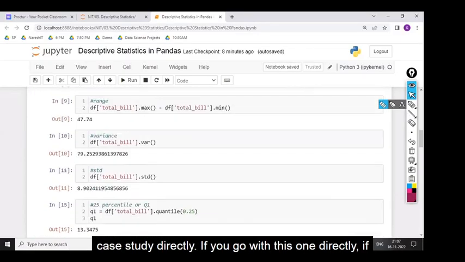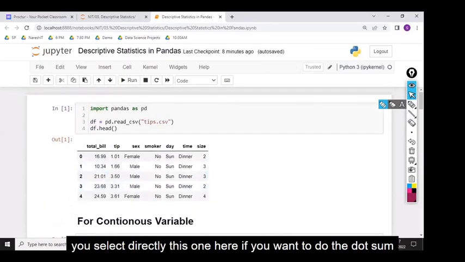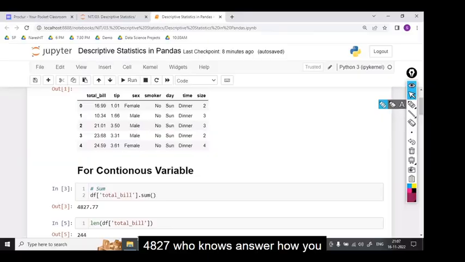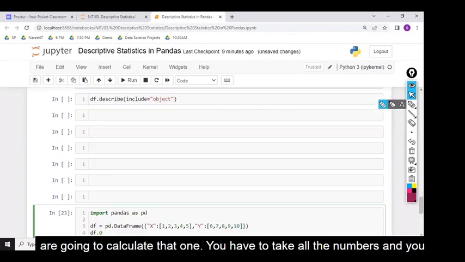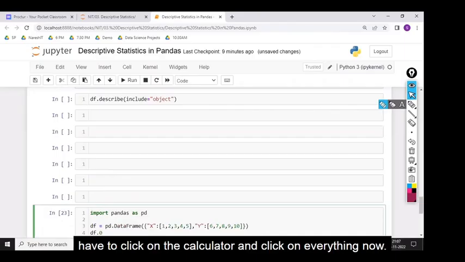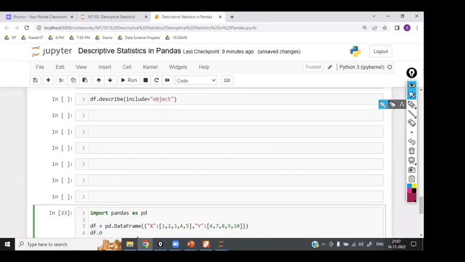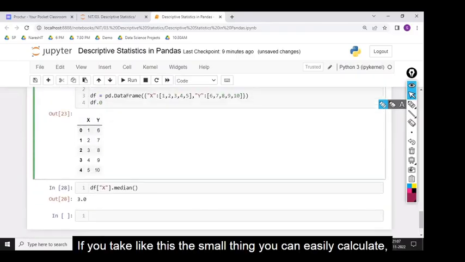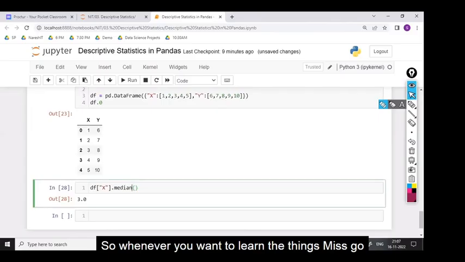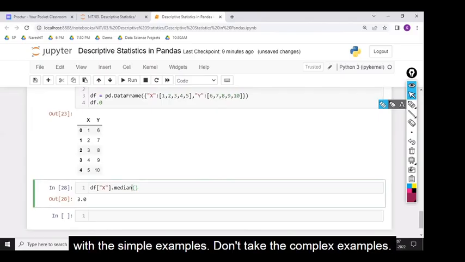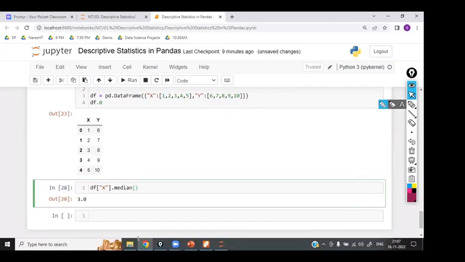Directly, if you select a big data set and want to do the dot sum and get 4827, who knows the answer? How are you going to calculate that one? You have to take all the numbers and click on the calculator and click on everything, na? If you take a small one like this, you can easily calculate, right? So whenever you want to learn things, go with simple examples. Don't take complex examples. Don't confuse yourself. Don't think too much.